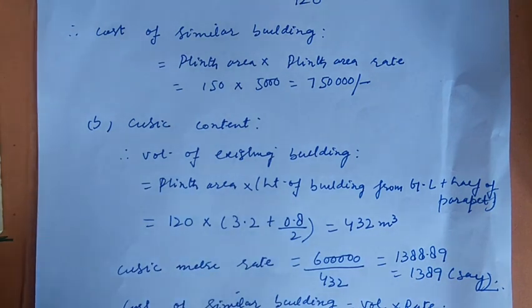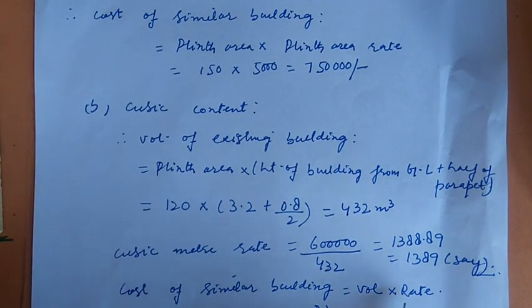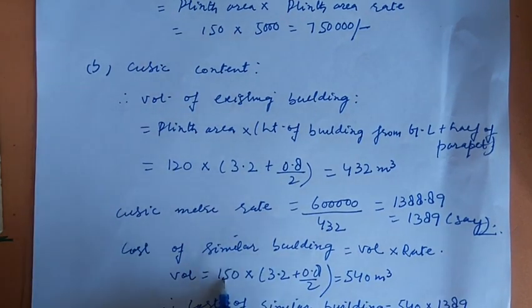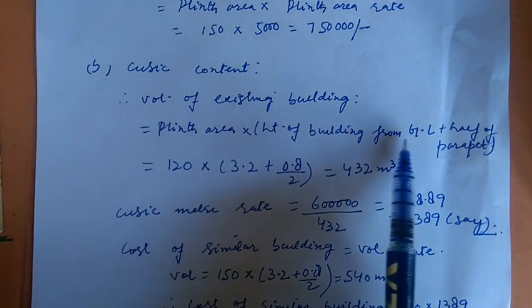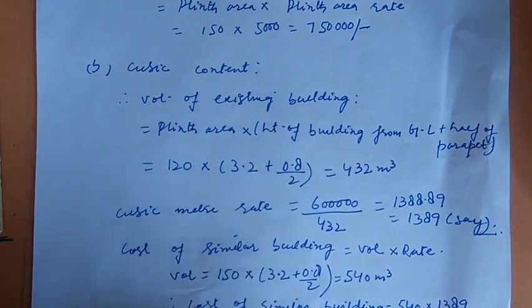say 1389. So to find the cost of the similar building, we have to find the volume of the new building and multiply it by the rate we have already calculated. So let us find the volume of the new building. Again we will adopt the same formula: the plinth area multiplied by the height of the building from the ground level plus half of the parapet. So plinth area here is 150, multiplied by the height of the building, that is 3.2 given in the question, plus 0.8 by 2, which is half of the parapet, it will be 540 meter cubes.